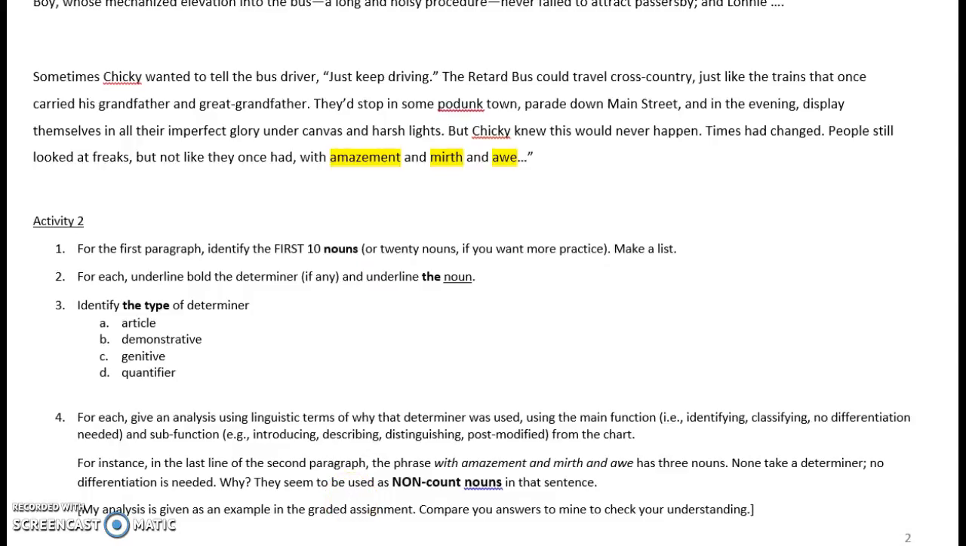Okay, so with this activity, you can practice, and you can see my examples on the assignment, the graded assignment description.